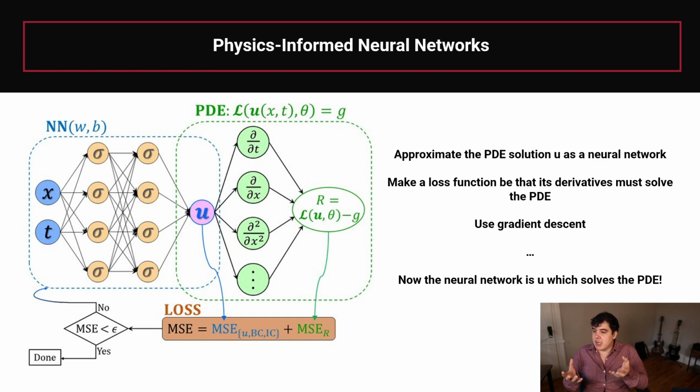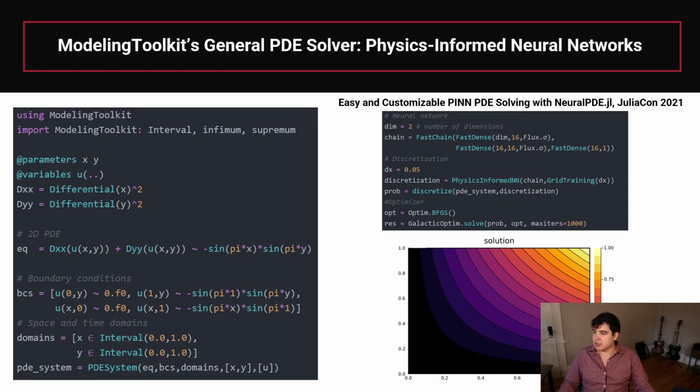But you piece these two together, and now you have a system that simultaneously solves a differential equation but nudges it closer to your data. And this is what the physics-informed neural network technique is. So what does this look like? There's a lot of different software that can do this now.